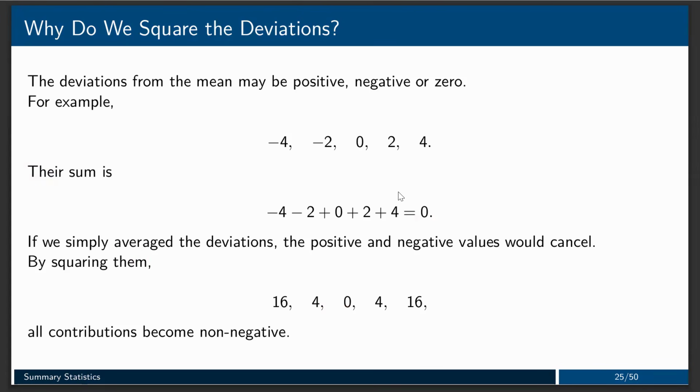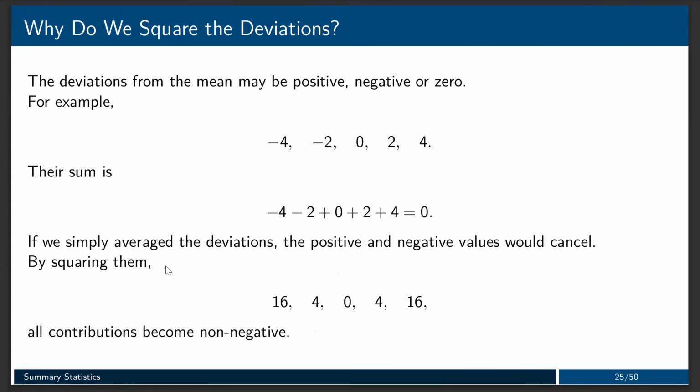Why do we square the deviations, according to the definition of variance? The deviations from the mean may be positive, negative, or 0. For example, you may have the following as the deviations: -4, -2, 0, 2, and 4. If you simply sum them, for this particular data set, you get 0. If we simply average the deviations, the positive and negative values cancel out. That is why we're getting 0.